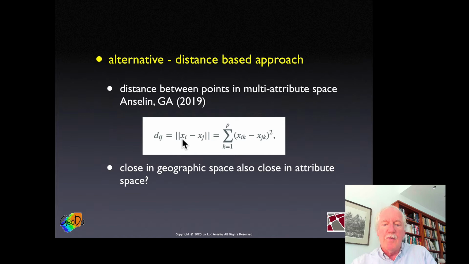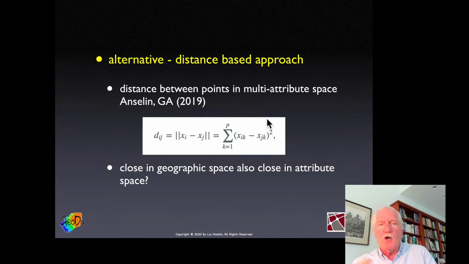So the distance between observation i and observation j, distance squared in attribute space, is nothing but the sum over all the variables, k going from 1 to p, of the square difference between them. So the actual distance then is the square root of this sum of square differences. And for some methods, we'll use the distance. We've already seen this earlier when we looked at the distance scatter plot, where we plotted geographic distance versus attribute distance.